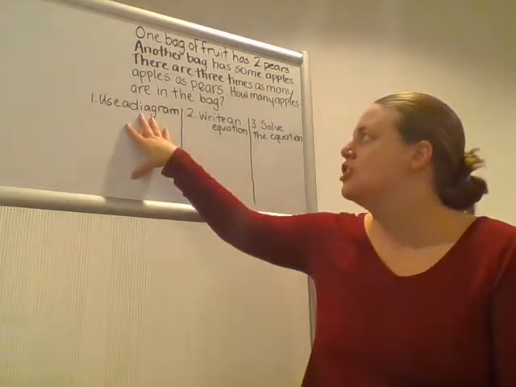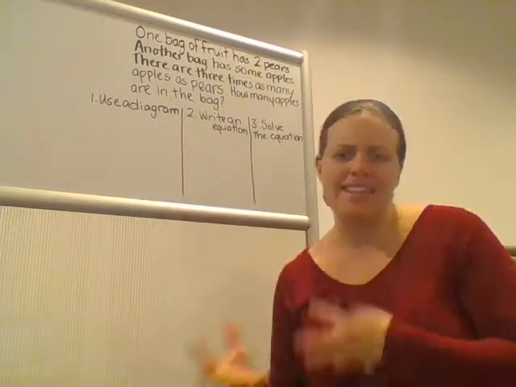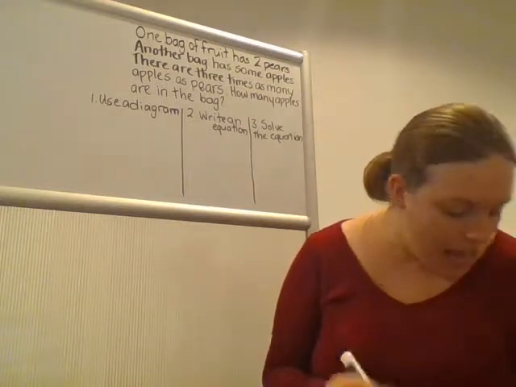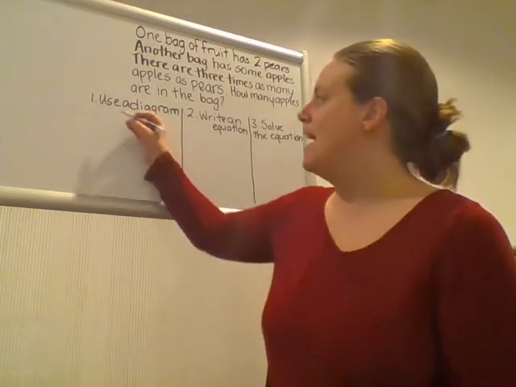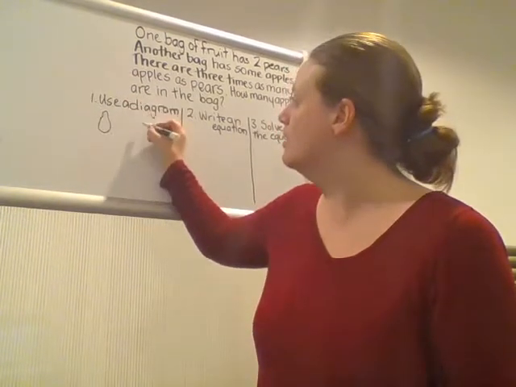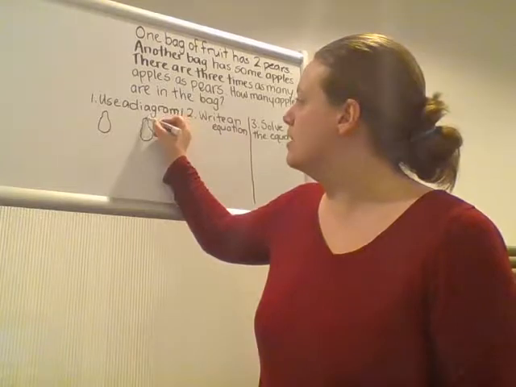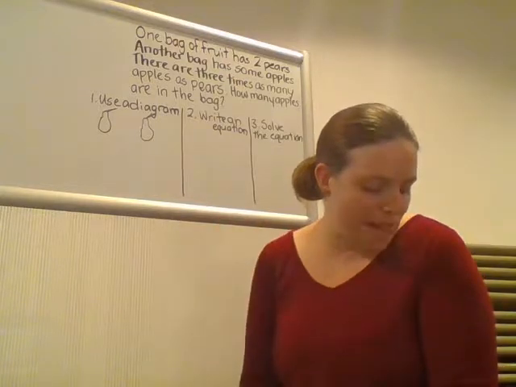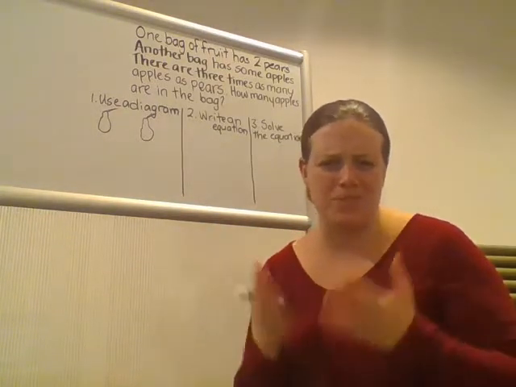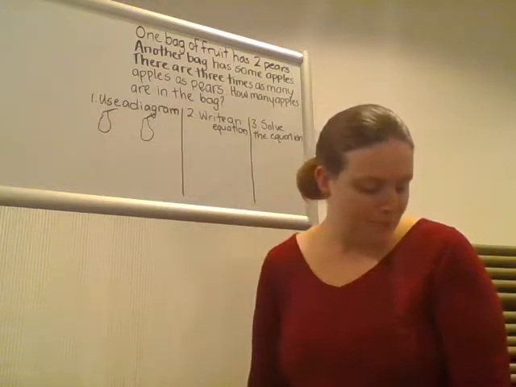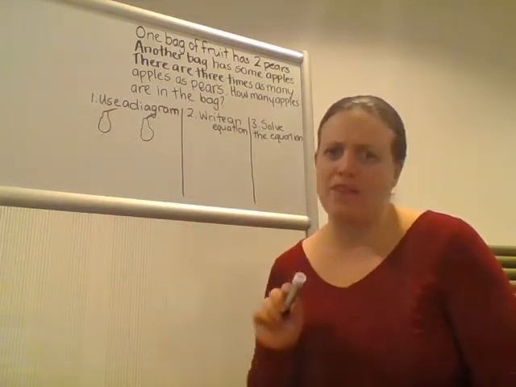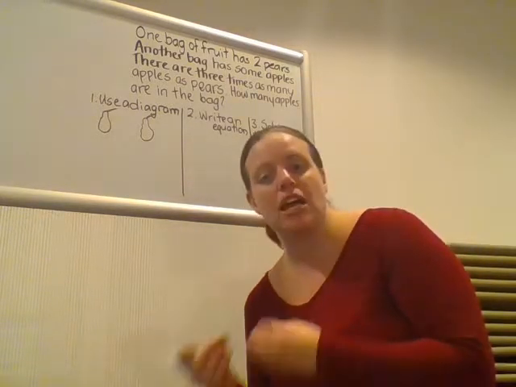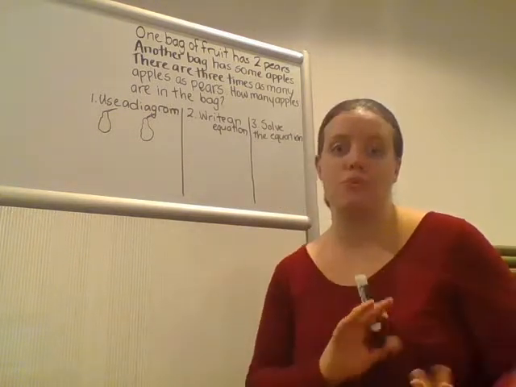So the first thing we can do is use a diagram. This helps us figure out what we know and what we don't know. So for this, I know that there are 2 pears in one bag. So here are my pears, 1, 2. And as we can see, my art skills have still not improved. So, we've got 2 pears, but we don't know how many apples are in the other bag. That's our unknown, yeah? So, we know that there are 3 times as many apples as there are pears. So, for each pear, I can draw 3 apples.